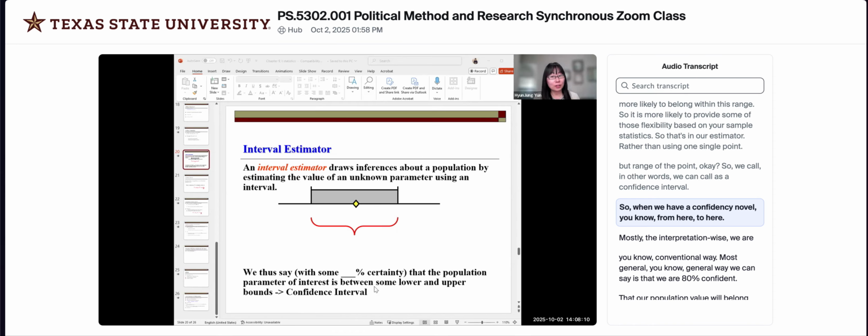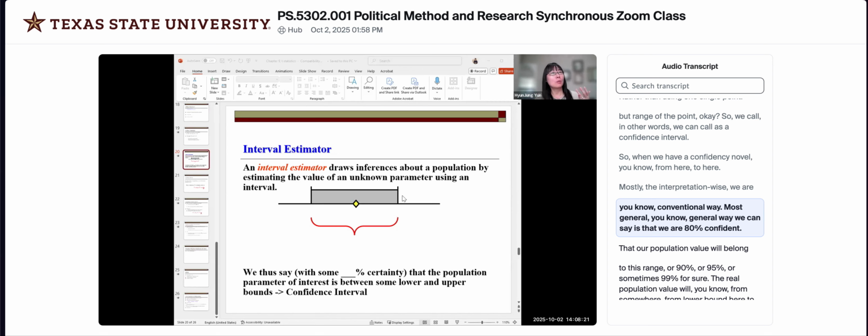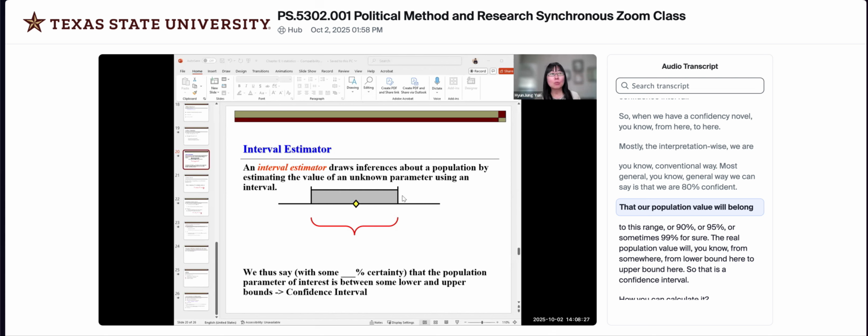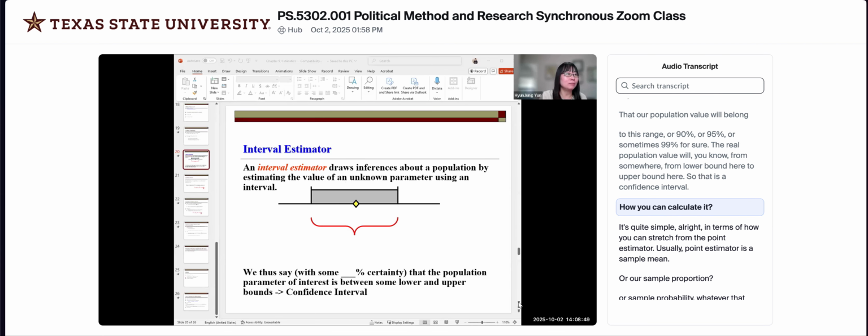So when we have a confidence interval, from here to here, the conventional, most general way to interpret it is that we are 80% confident that our population value will belong to this range, or 90%, or 95%, or sometimes 99% for sure. The real population value will be somewhere from the lower bound here to the upper bound here. So that is a confidence interval. How can you calculate it?